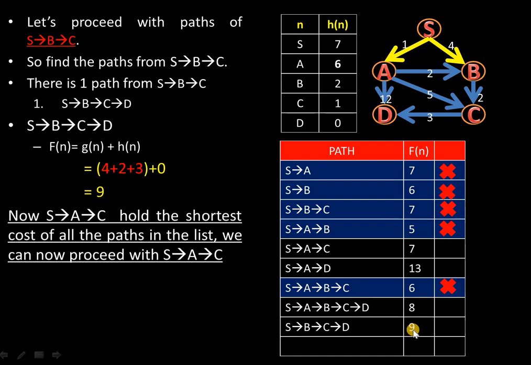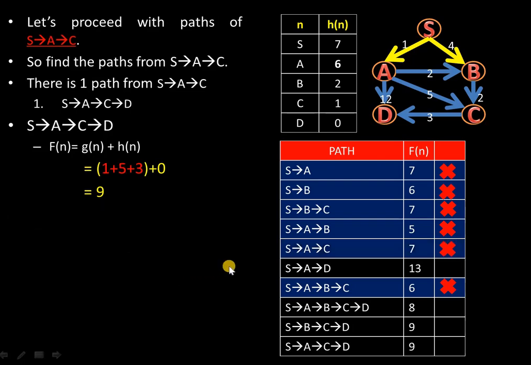Okay. Now check the remaining elements in the list and find the shortest. Which is the shortest? S to A to C is the shortest. So I am going to proceed with S to A to C. So remove S to A to C from the list, and I am going to find the paths leading from S to A to C. There is only one path, that is S to A to C to D. So write the function value.